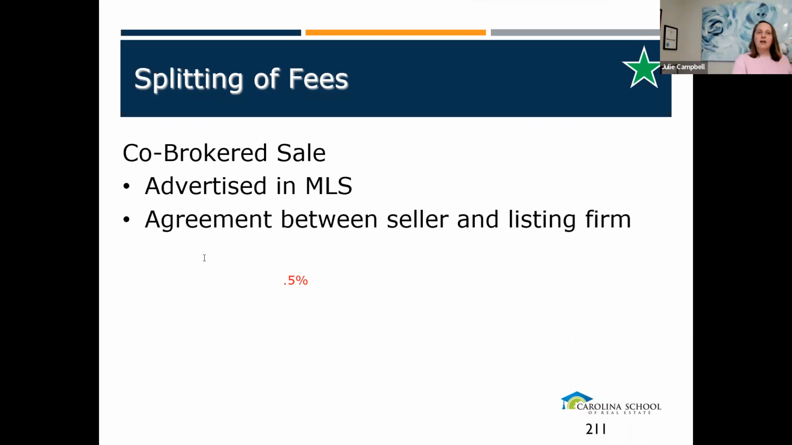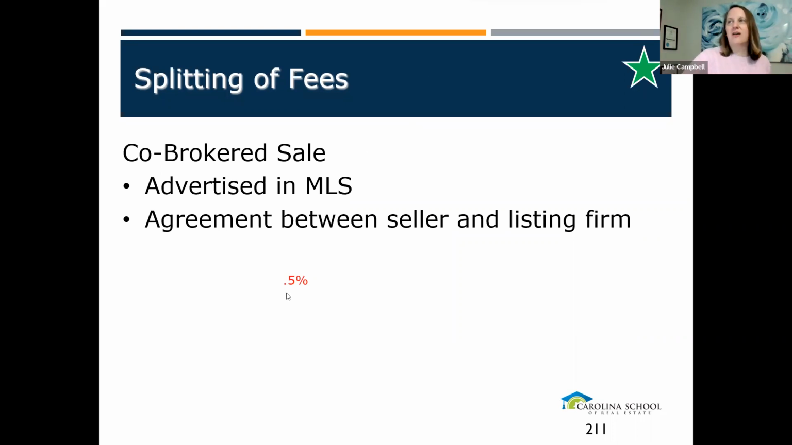If the seller can't or won't pay me enough, my option was to go to my buyer to collect from them. Before I even showed this property, I called my buyers and said, they're not offering enough. If you like it and move forward, you're going to have to pay me some commission. They said, okay. It's part of our buyer's agency agreement, making sure that we are protected with our commission. 0.5%.